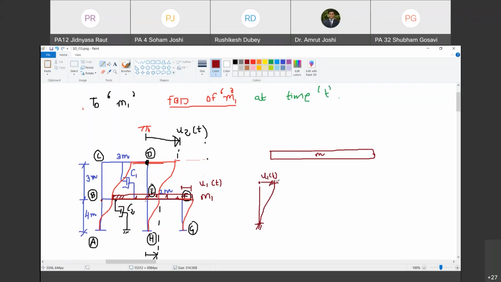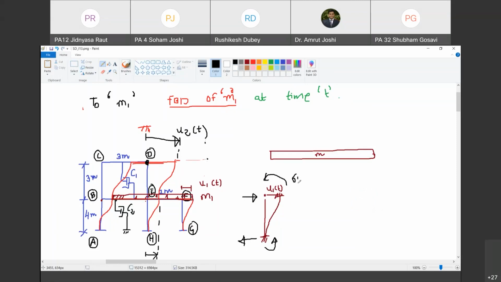Happy? Yes, sir. If you have to move this column's top end by u1 of t, where will you apply a force? It needs to be applied at the top towards the right. Do you agree with me? Yes, sir. Consequently, the reaction is going to be in the opposite direction. These two forces create a clockwise couple. Therefore, a reaction must be produced anti-clockwise in nature here. We are not much bothered about these reactions, though we know it is 6 EI delta upon L square.